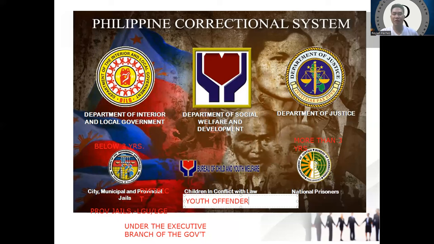Then of course, ang Department of Justice, nandiyan na belong si tinatawag natin na BUCOR or the Bureau of Correction, where they are in charge or on the supervision and control of the national prisoners, wherein yung punishment inflicted or yung punishment ng crime na nagawa nila.